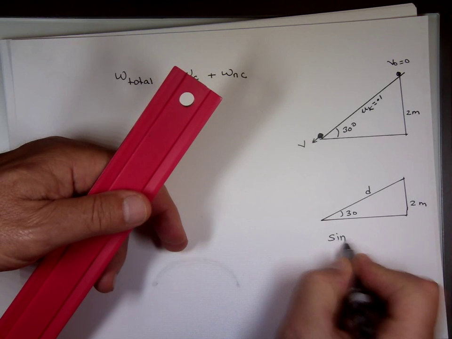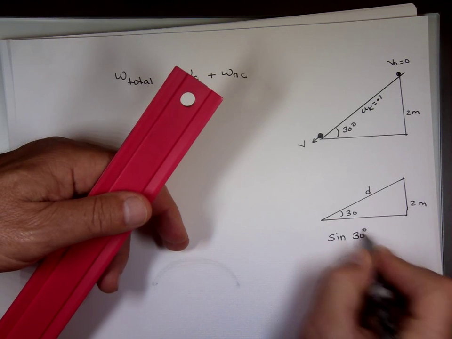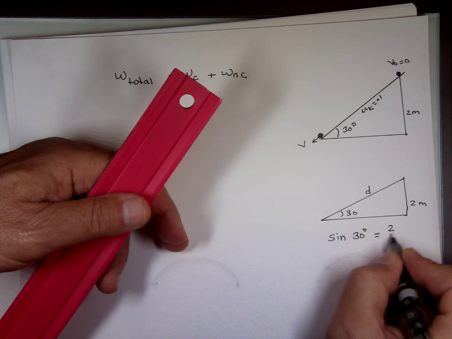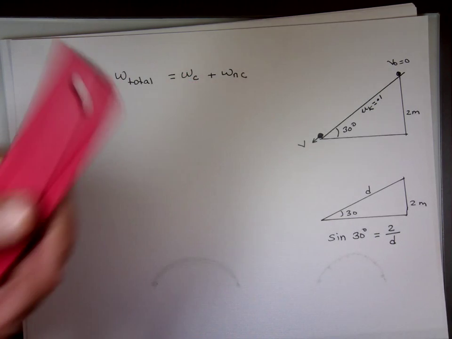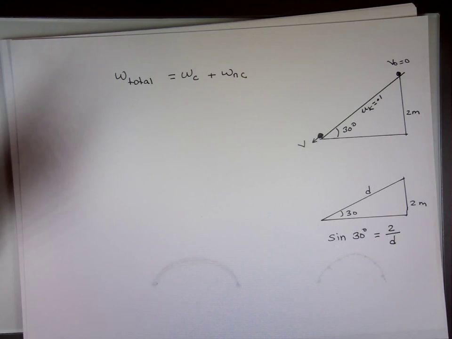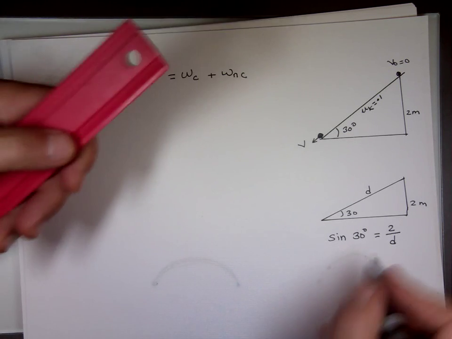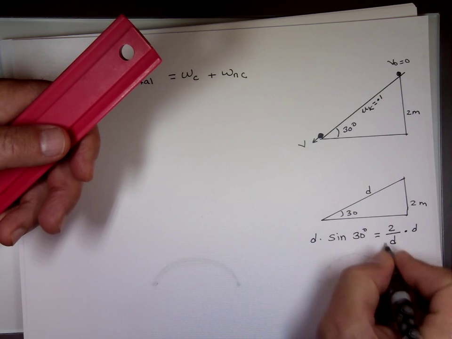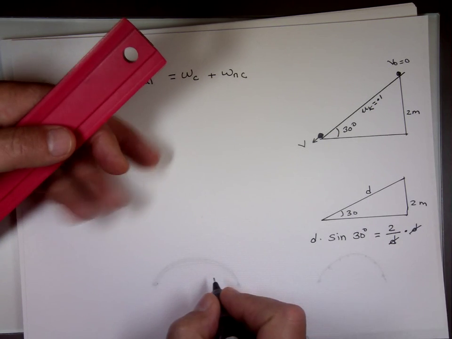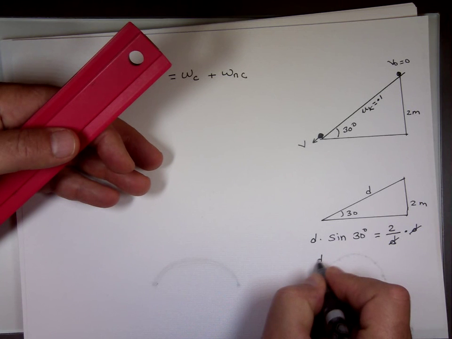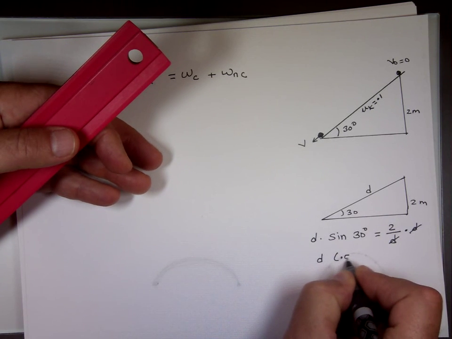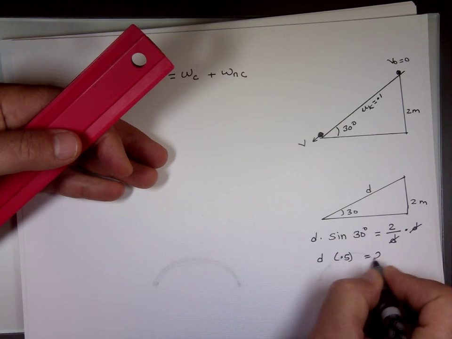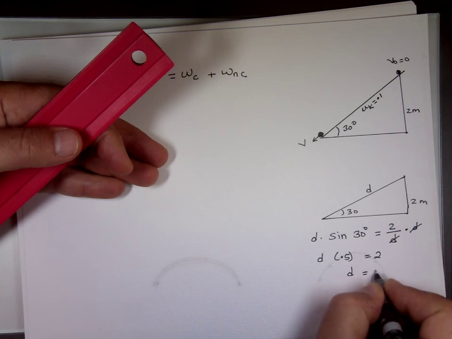Sine 30 degrees equals the side that's opposite over the hypotenuse. Now, to cancel the fraction, you multiply both sides by d. Sine of 30 is 0.5, so d times 0.5 equals 2. Can we get what d is? 4 meters.